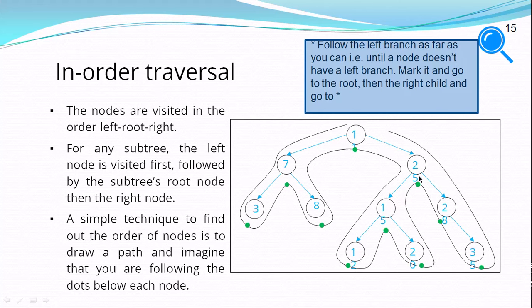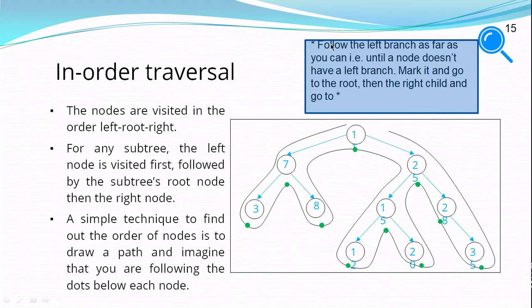And the rule says, well, mark this node and explore the right branch. Well, let me do that. I'm going to explore this. I come to 2. 2 doesn't have a left branch, so I'm going to mark the node. But it does have a right branch, so I'm going to explore that. I get to 3. 3 has neither left child nor right child, so mark the node and go all the way back home.